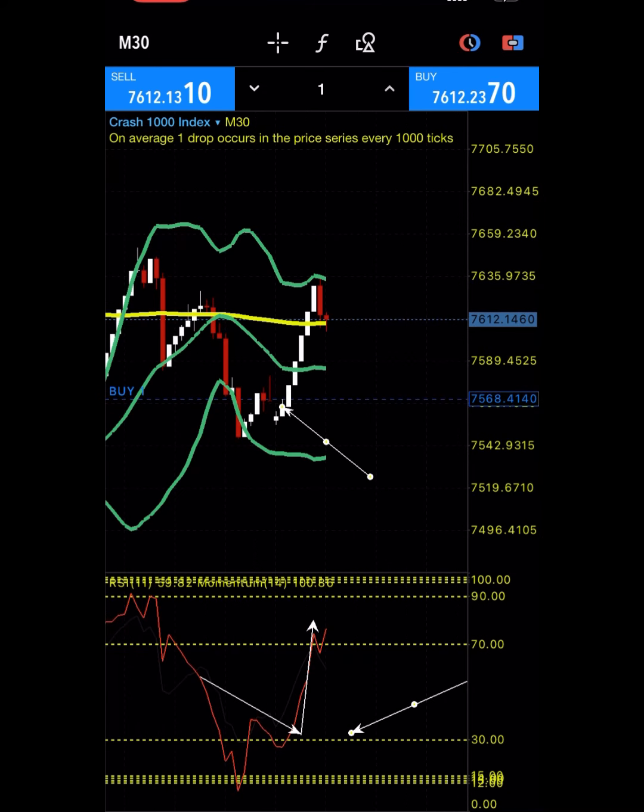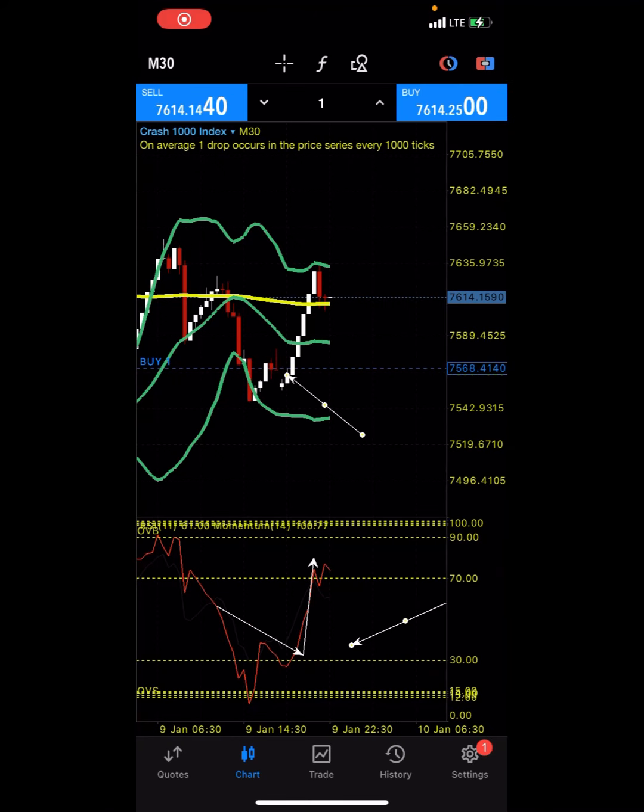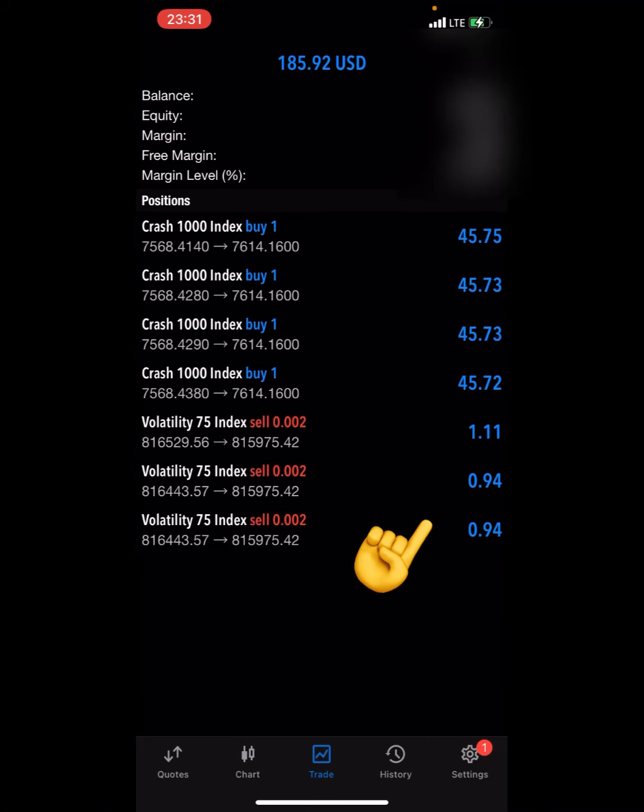So you've got to learn how to apply multiple time frames and how to use them to get entries at the right positions. That's just what it is, guys. Currently, if I go back to the trade, let me see something. Okay, guys, you can see clearly that the Volatility 75 Index trade, which I'm currently on, is also running now in profit.